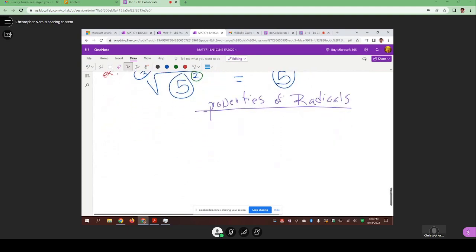So, some properties. Property 1. Let's say we have the nth root of A times B. That is the exact same thing as saying I'm doing the nth root of A times the nth root of B.